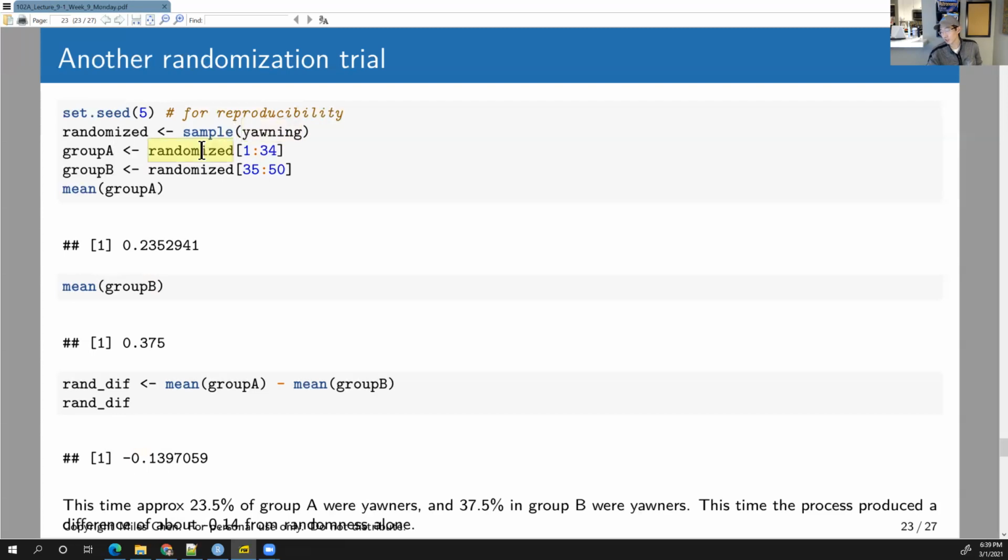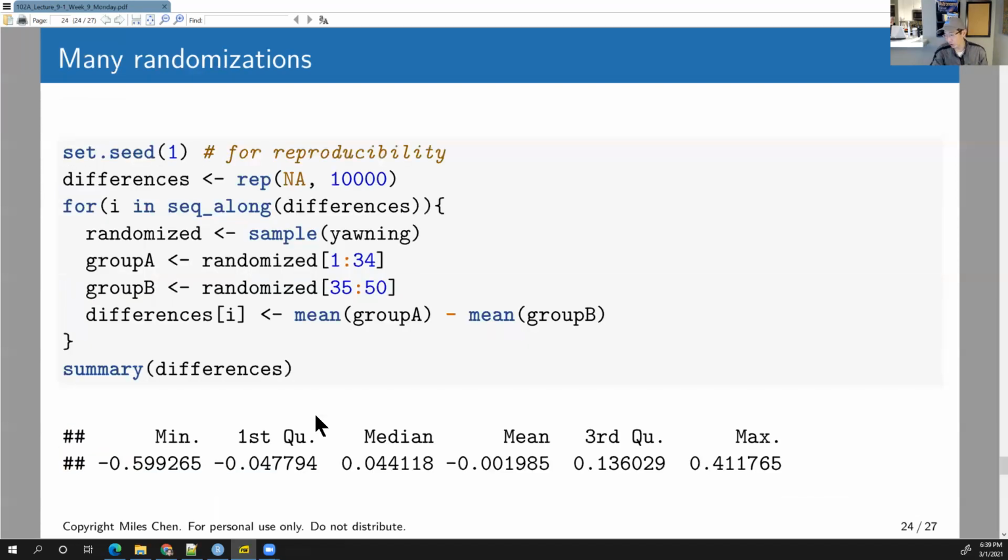The data in here is not the result of me recording data or doing some kind of yawning experiment. The only reason I've got some values in group A and group B is because I shuffled up the values. So this difference of 14 percentage points is just a result of shuffling, okay? Let's see what happens if I do this 10,000 times.